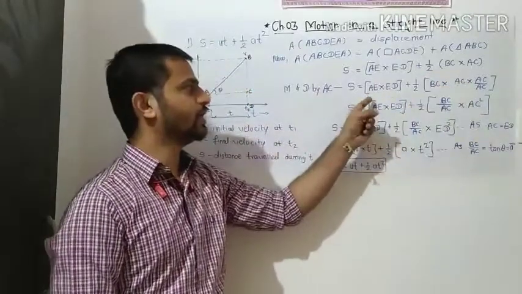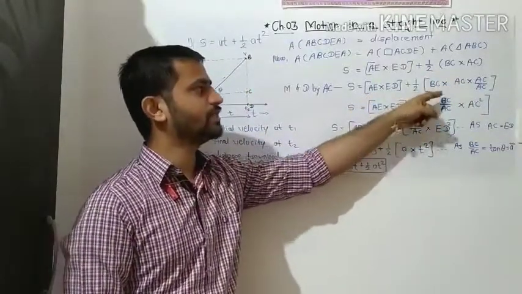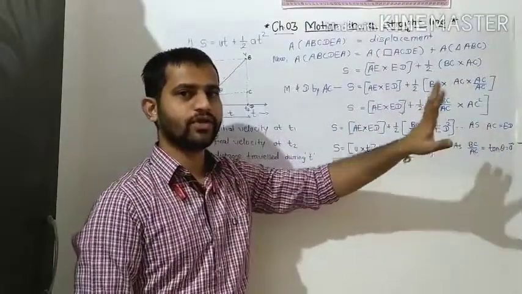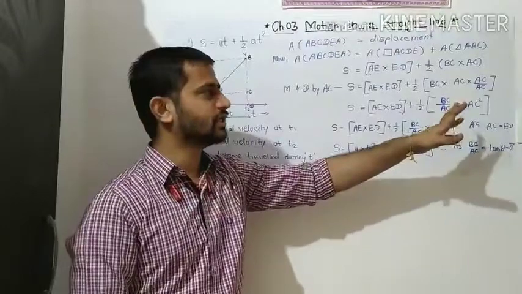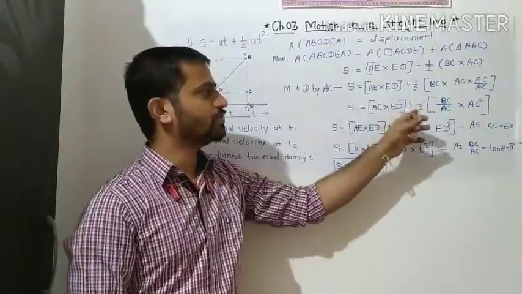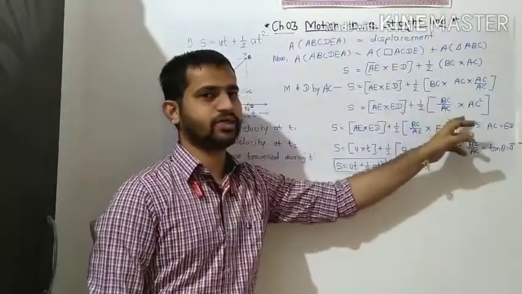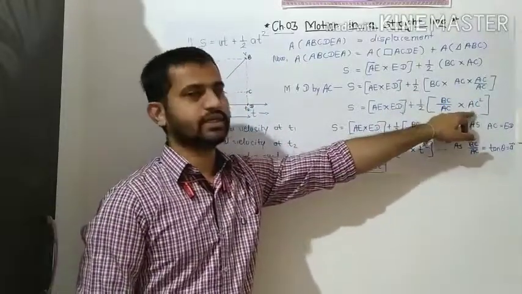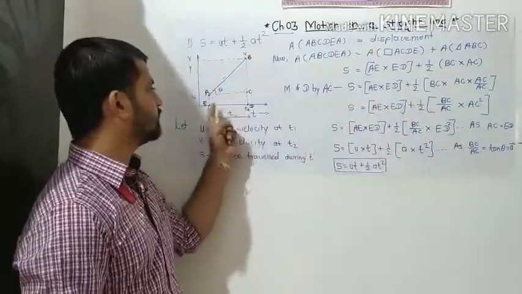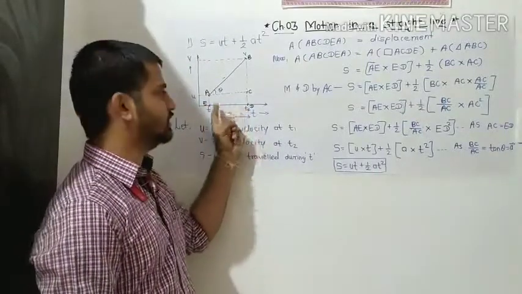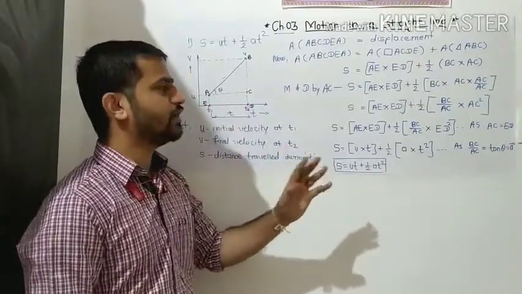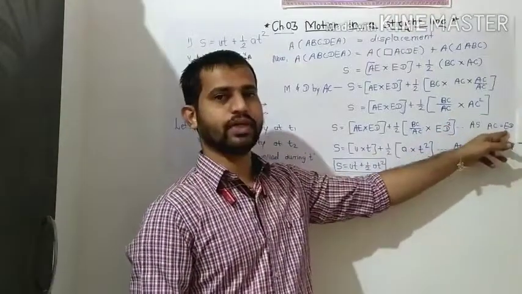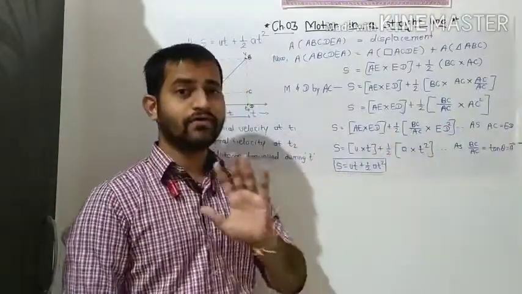So we will get AE into ED is equal to 1/2 BC into AC upon AC. Okay, so we have to make another change again, AD into AD plus 1/2 BC upon AC into AC square. Now what is the AC? This AC is nothing but equal to ED. So we can write here, instead of AC, we will write ED, as AC equals ED.